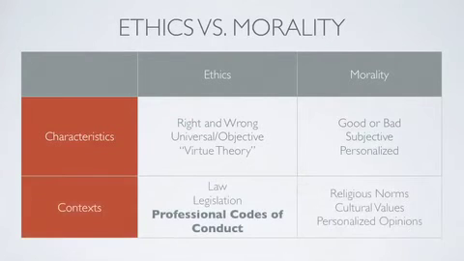The second thing to consider is the context in which you find ethics and morals. You'll find different components within different contexts. So if we look at ethics, ethics are generally found in areas such as law, pieces of legislation, or professional codes of conduct. One example that we'll take a look at in a couple of slides is the Professional Code of Conduct for Early Childhood Educators. So this is an ethical code.